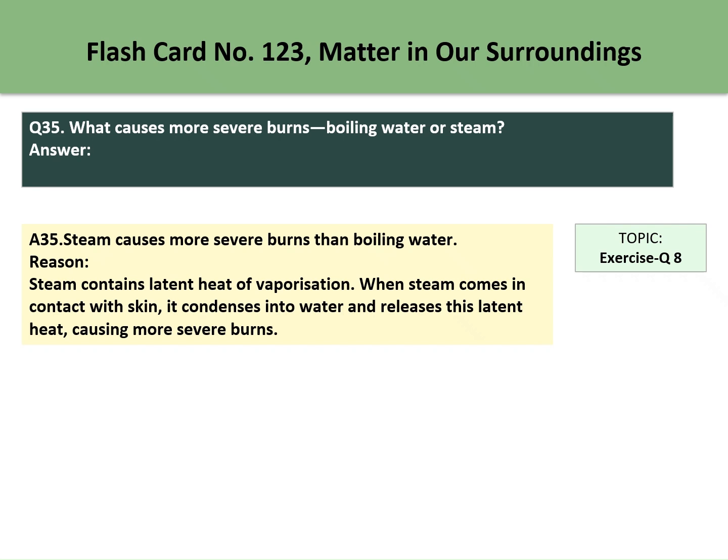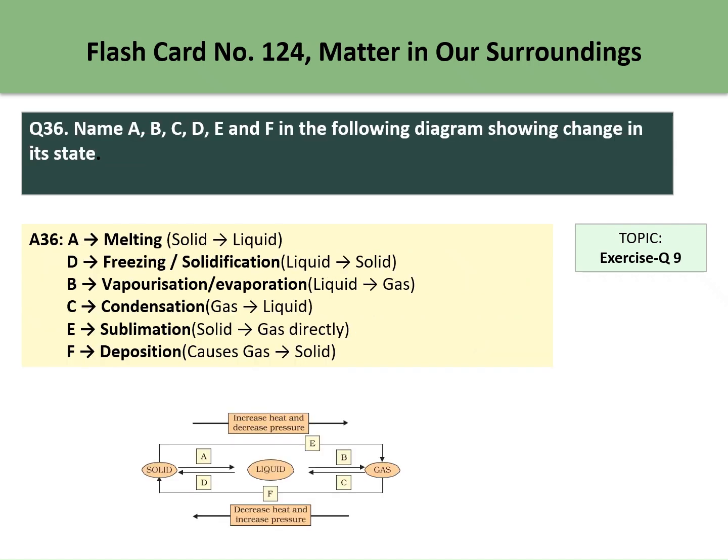Now we will see the last question from the chapter. Name A, B, C, D, E and F in the following diagram showing the change in state. In this diagram, we can see the three states of matter, solid, liquid and gas, and the processes by which one state changes into another.